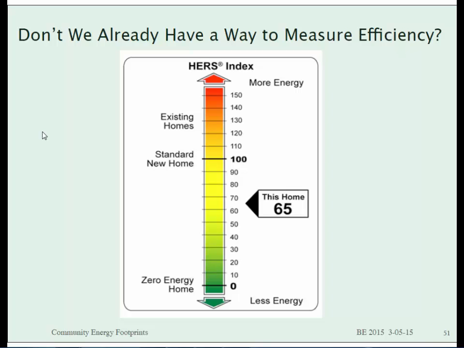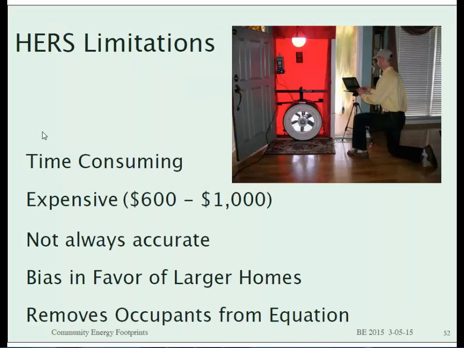You might be asking yourself, don't we already have a way to measure the efficiency of our homes? We have many ways to do that right now, right? HERS is a great example. It's a fantastic tool that is used to measure the efficiency of the structure of our home. So it's a great way to objectively measure or compare homes. But like any tool, it has its uses and its limitations. I'm certainly not here to bash HERS. I think it's a fantastic tool. But there are certainly reasons why we don't see a HERS score on every single home in the United States, right? It's time consuming, it's expensive, it's not always accurate, and there's a bias in favor of larger homes. And what's important to me is that it also removes occupants from the equation. We're looking again at the structure, but the home as a complete system includes both the structure and the occupants.